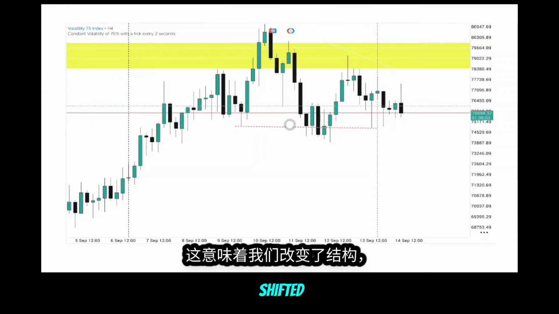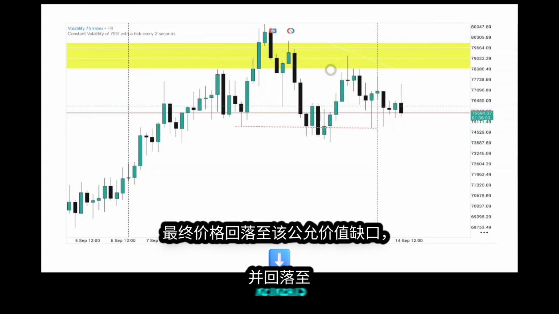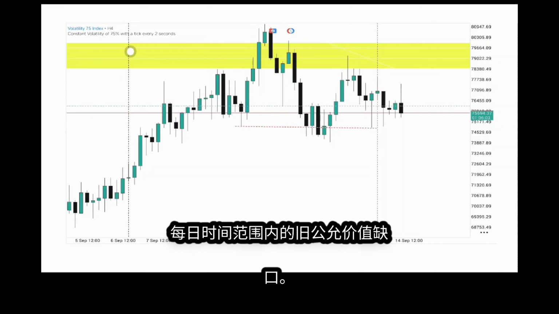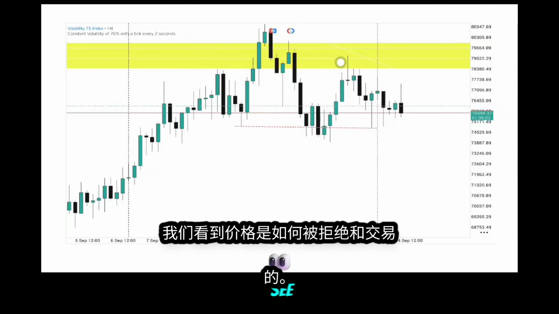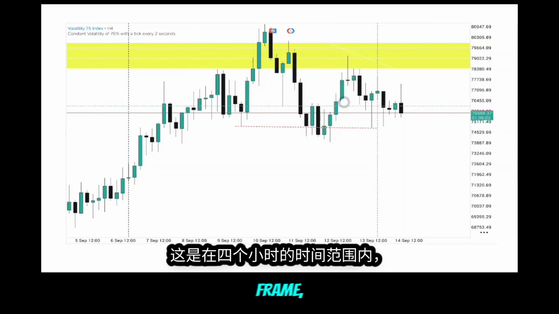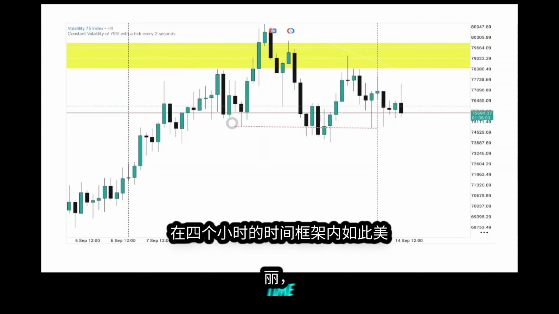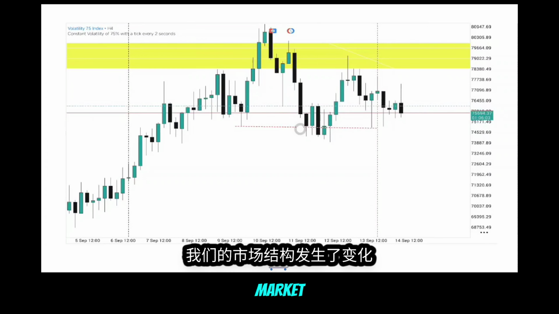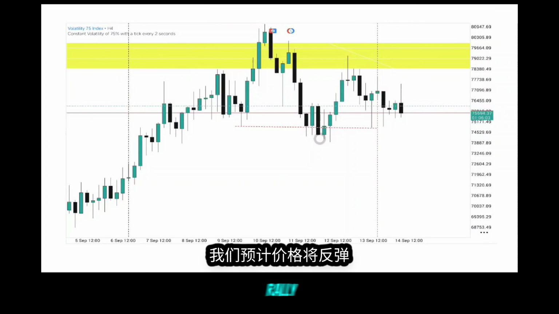Which means that we have shifted structure. Ultimately, price retraces back into this fair value gap and also into that old fair value gap on the daily time frame, and we see how price is being rejected and is trading away from it. This is on the 4-hour time frame. Beautifully, on the 4-hour time frame, it tells us that we have had a shift in market structure, and we are expecting price to rally away from this area.